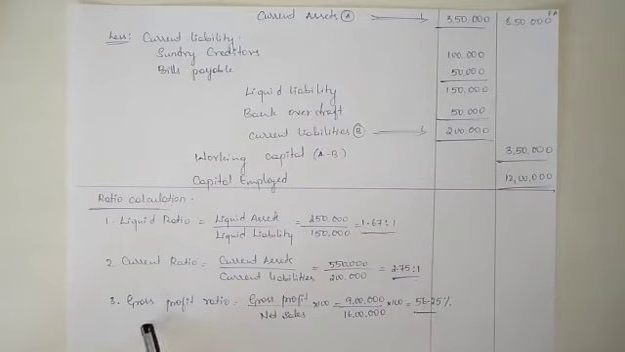Then the third one is gross profit ratio. Gross profit ratio is gross profit divided by net sales into 100. 9 lakh divided by 16 lakh. You will get 56.25%.